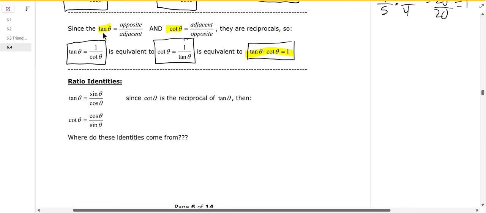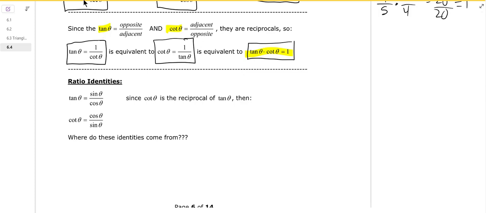Okay, next thing we'll look at is what we call the ratio identities. And there's 2 ratio identities. There's the tangent theta equals the sine theta over cosine theta. And then there's the cotangent theta equals cosine theta over sine theta. Okay, so where do these come from?